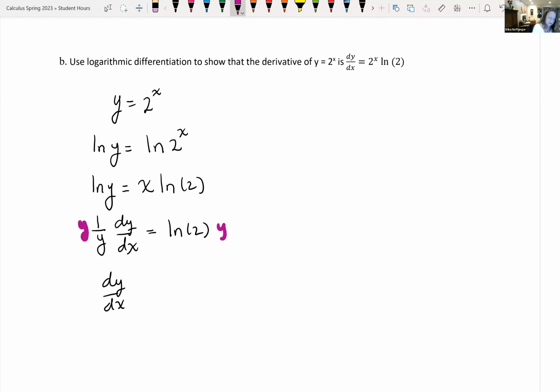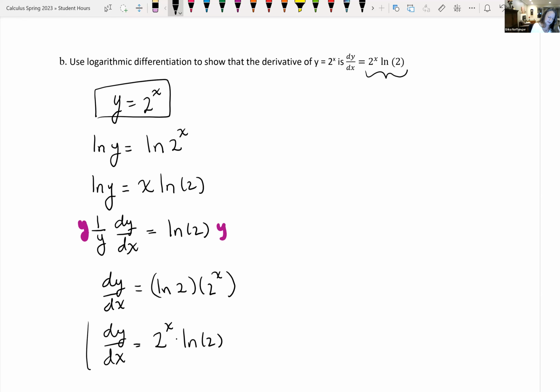But the y we started with was equal to 2 raised to the x power. So our derivative, dy dx, is equal to, I can rewrite this a little bit, I can bring 2 to the x power in front of my natural log of 2. So we just showed that the derivative of 2 to the x was equal to 2 to the x times natural log of 2 by using logarithmic differentiation.